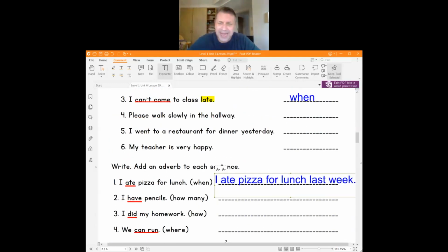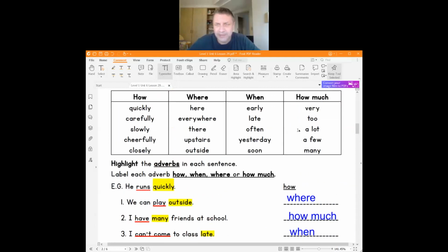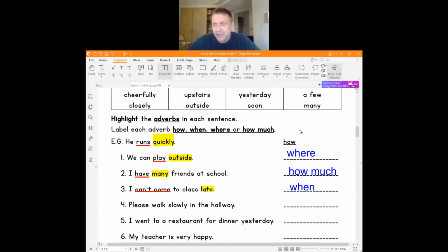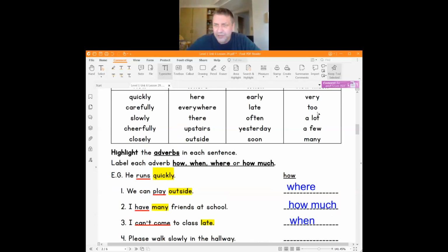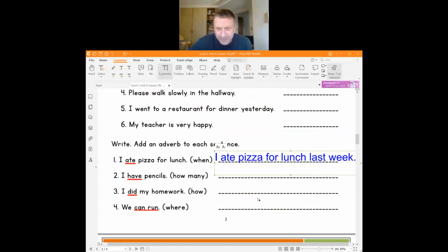Okay, let's look at number 2. I have pencils. And the question is asking about how many. Okay, so we need to tell about how many pencils. Here we have how much. How much is used for count or non-count? Used for non-count. Let's see. Very, two, a lot, a few, many. Some of them will work and some of them will not work.